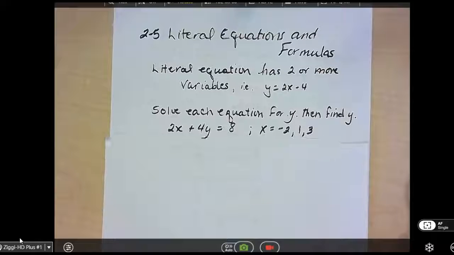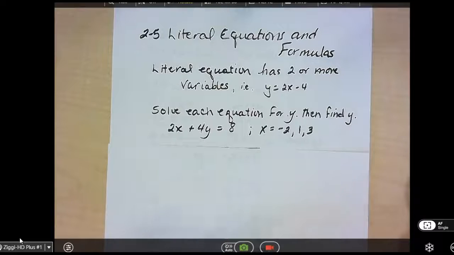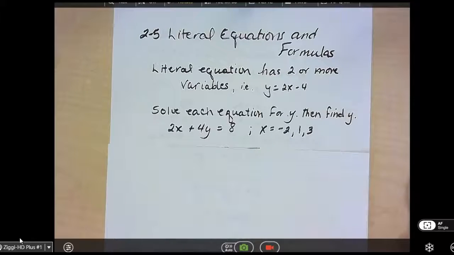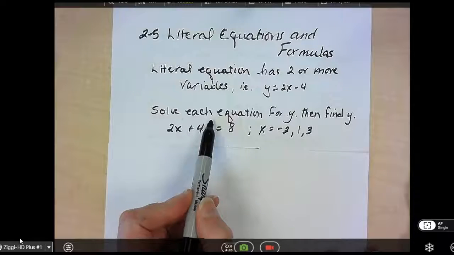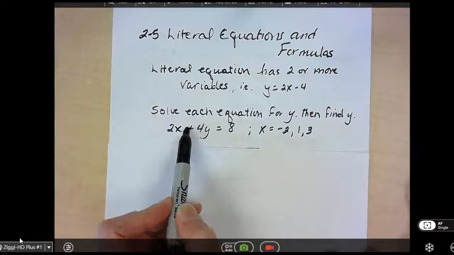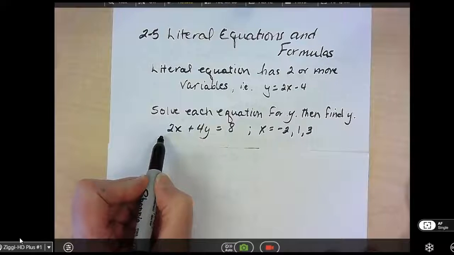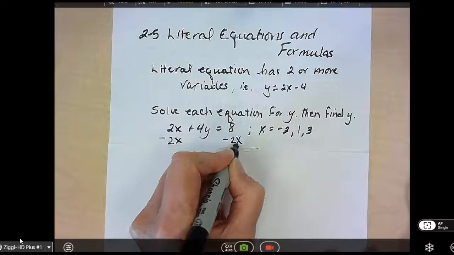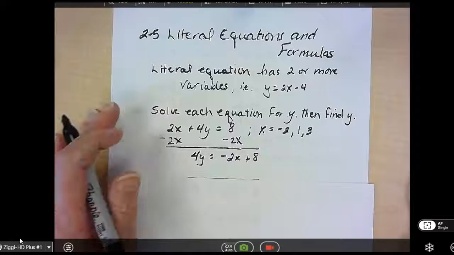So what you're going to be doing in your homework is solve each equation for y, then find y. So we have the equation 2x plus 4y equals 8, x equals negative 2, 1, and 3. So if we're solving for y, again we leave our variable term alone. We have to get rid of everything on that side, so that means we are moving the 2x. And then we would have 4y equals negative 2x plus 8.